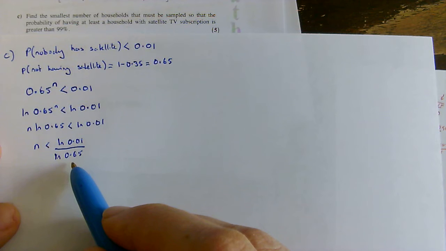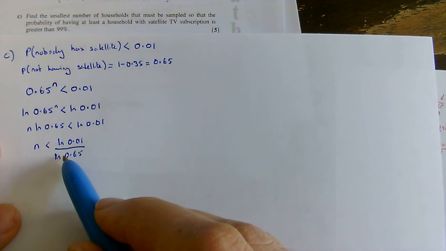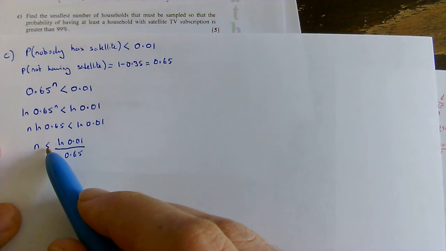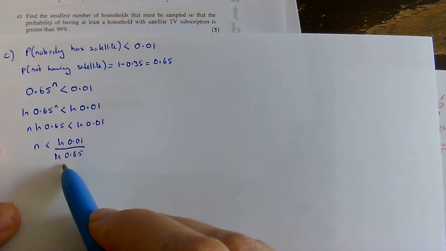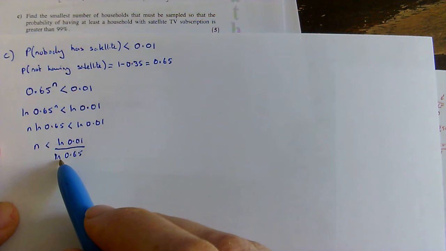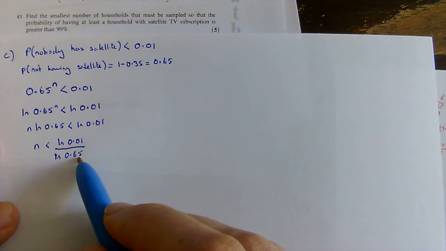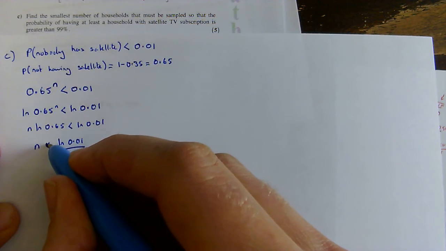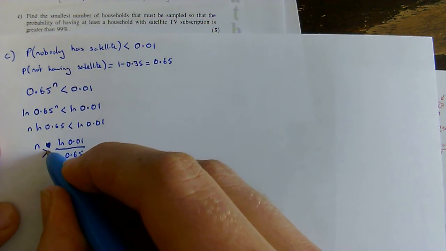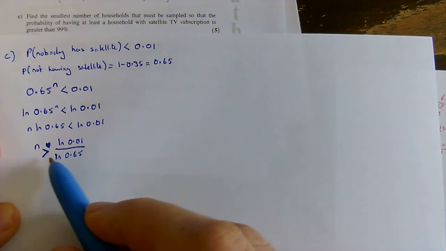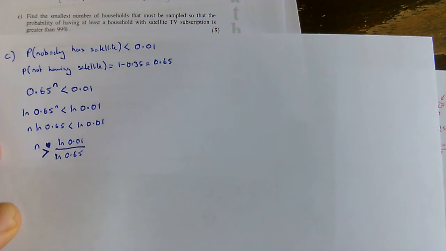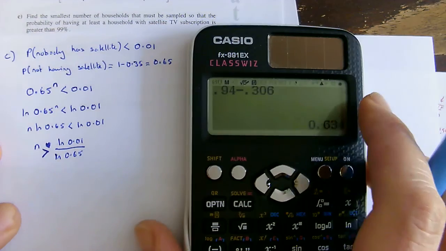And the reason why we've made a mistake here is because I've forgotten that when I divide by a negative number, I need to change the inequality sign. If you check on your calculator, ln of 0.65 is going to be a negative number, so I'm going to just change that round. If you'd set this up as an equality rather than an inequality, you wouldn't have this problem.